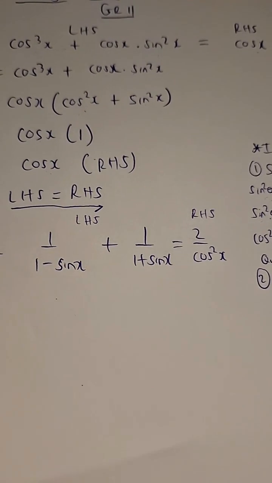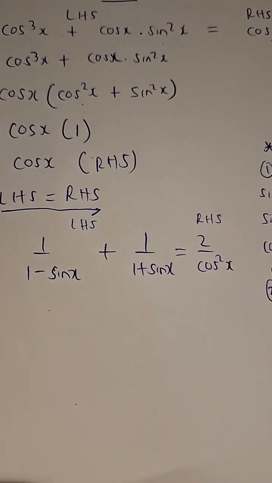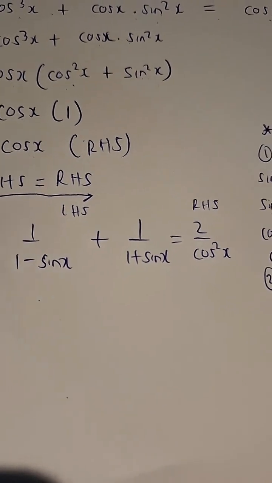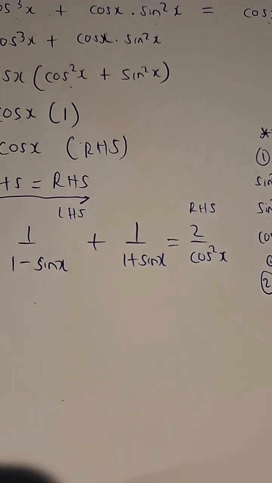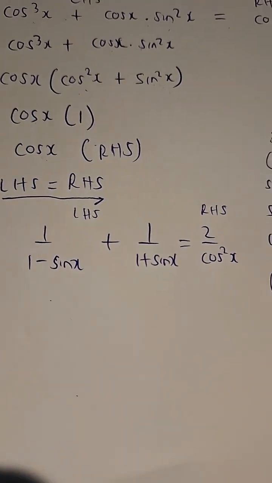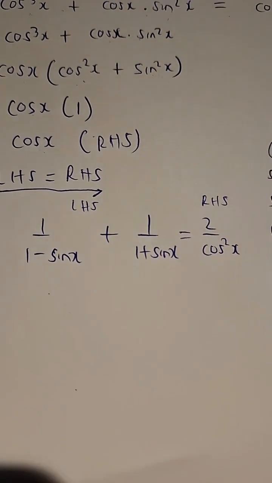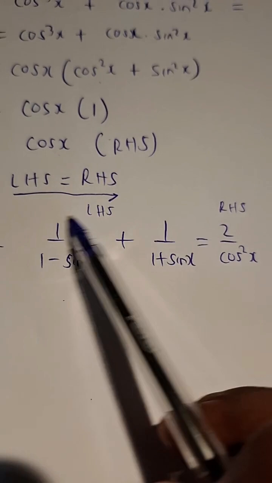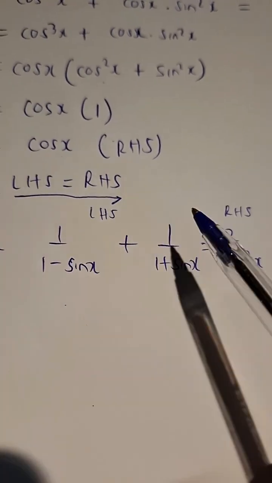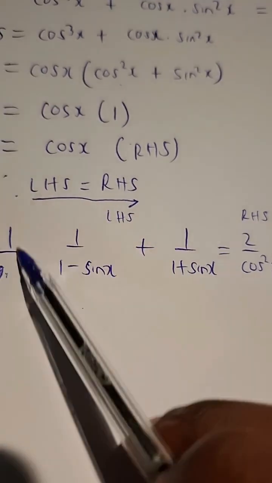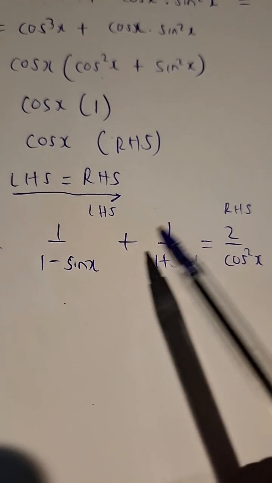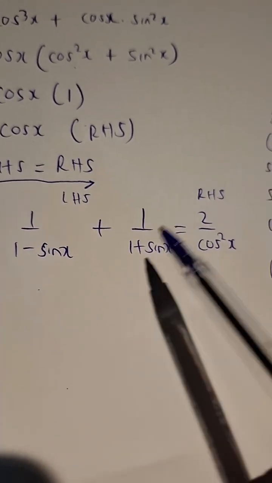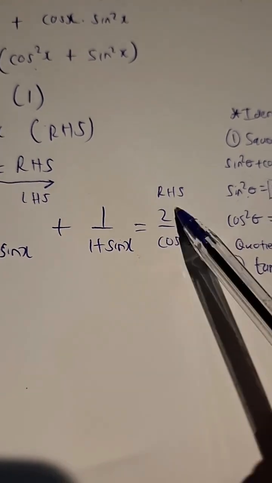So whenever we are proving an identity, we need to choose the most complicated or complex side, and we simplify it so that it can mirror the other side. It can have the same sort of outlook as the other side. So if we look at the left-hand side, how many terms do we have? We have 1. The plus sign separates 2. So we have 2 terms on the left-hand side. On the right-hand side, we have 1 term. It's 2 over cos squared x.